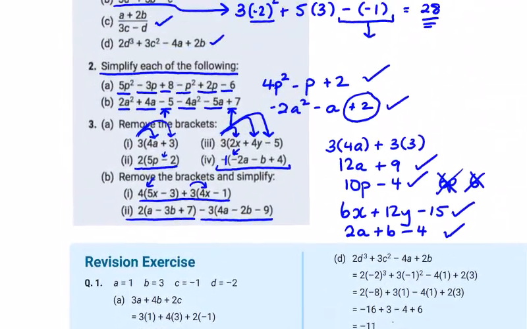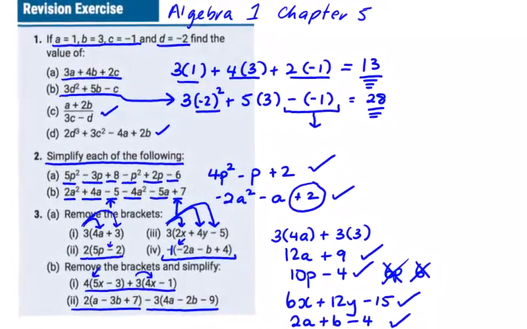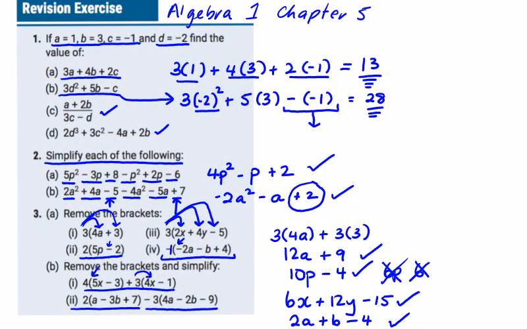So this is just the first little step of the revision exercises. There's 9 questions in chapter 5. I'll make 3 videos for you today. Make sure you know these inside out.